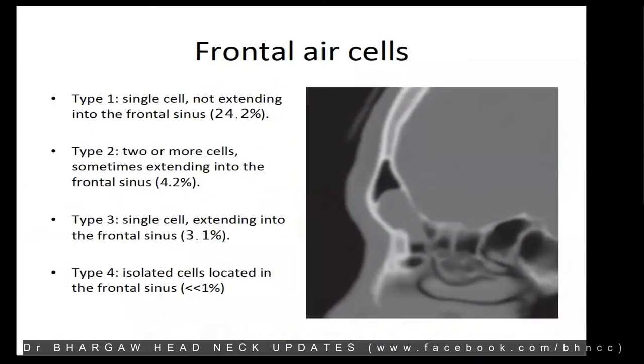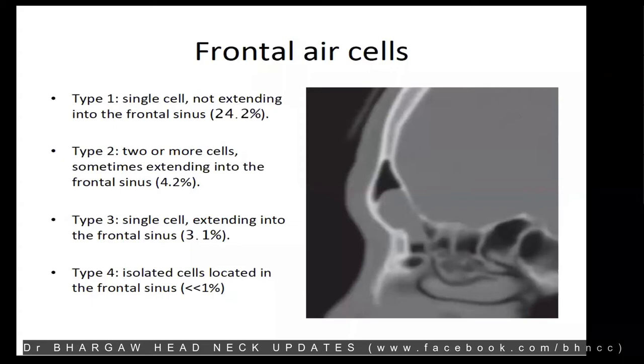That's the most common, thankfully. The type 2: two or more cells, sometimes extending into the frontal sinus. Type 3: a single cell extending into the frontal sinus. And then type 4 is an isolated cell located within the frontal sinus, which is the rarest. You can just see an example of that here.